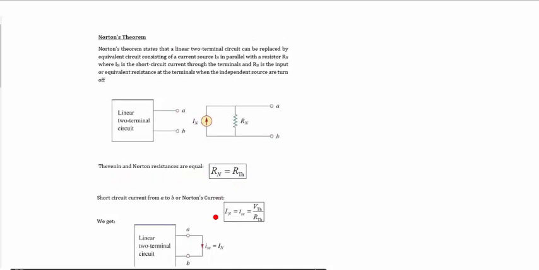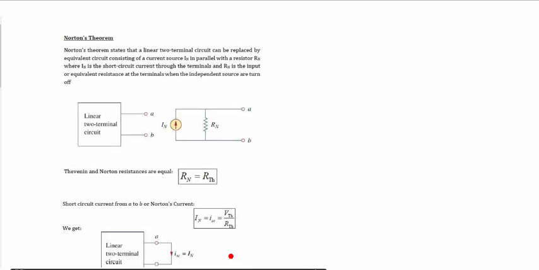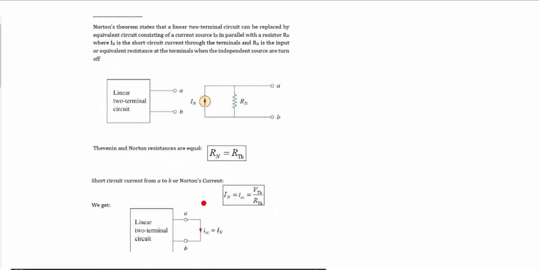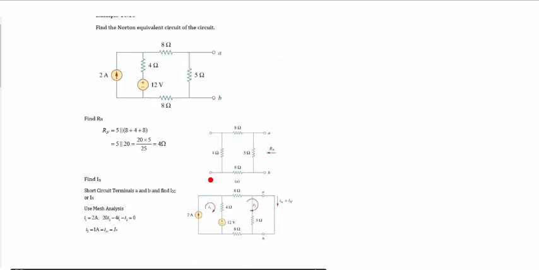So the only difference now will be to find the Norton current. And Norton current is basically VTH upon RTH. So it's just like you're going a step further. We're just going a step further here. Let's quickly look at this example and you will understand what we are talking about.